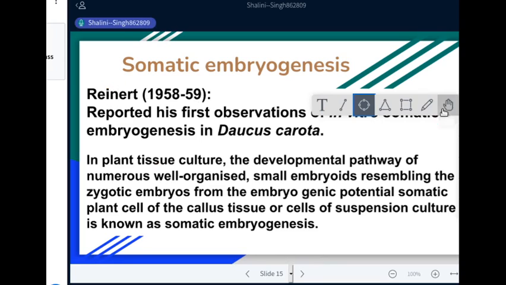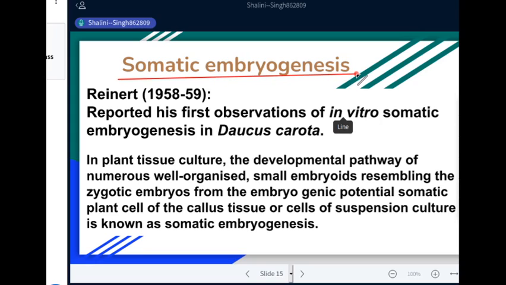The next type of micropropagation approach is known as somatic embryogenesis. That is the formation of an embryo-like structure from a somatic cell. These somatic embryos are similar to zygotic embryos. That means they have induction of both root and shoot at the same time, as happens in the case of zygotic embryos. Somatic embryogenesis was first practiced by Raynaud in the year 1958-59 in Daucus carota, that is the carrot plant.